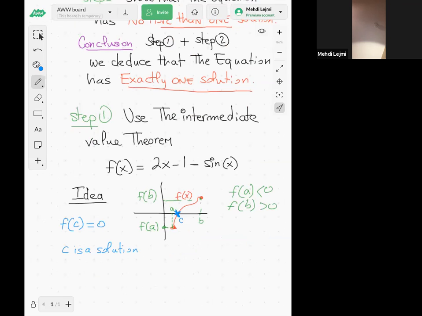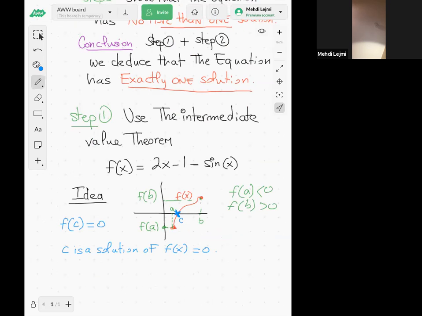Is a solution of f of x equal to 0. Okay, so all you need, guys, is a positive and a negative value of your function f. Then, because your function is continuous, you have to cross the x-axis. So you have to intersect the x-axis, and that will be a solution.